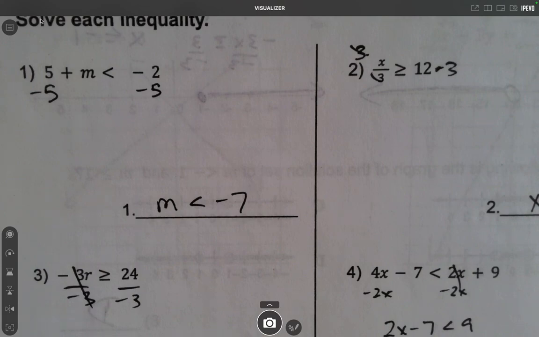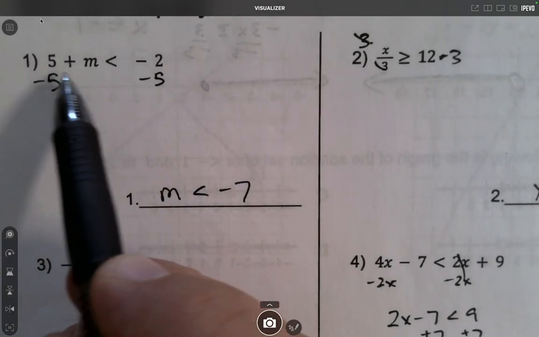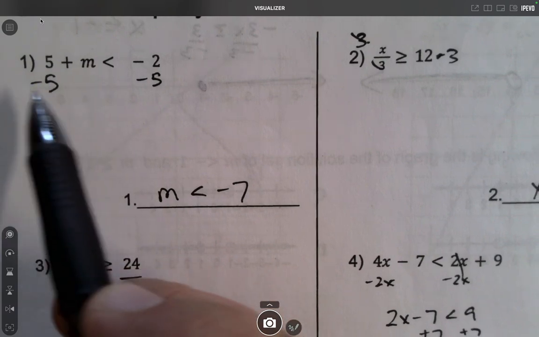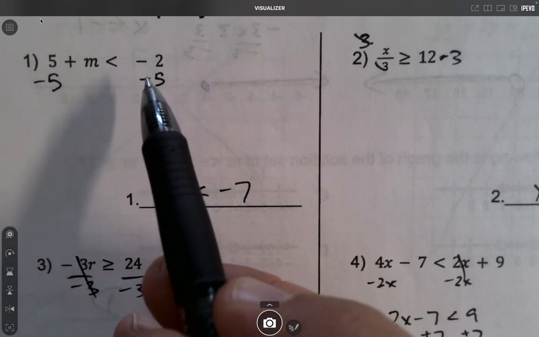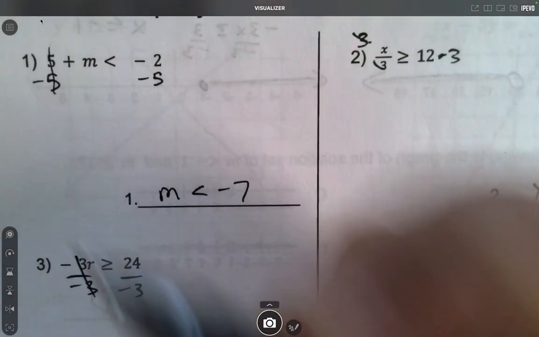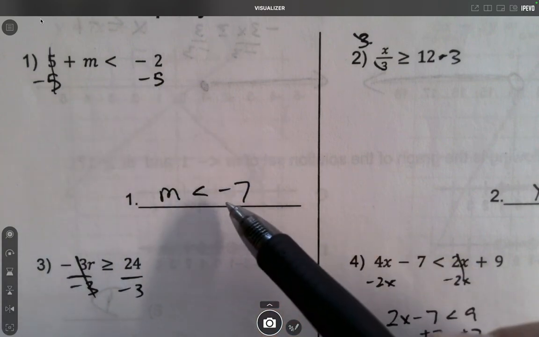You have to remember that our goal when we're trying to solve for a variable is to do the opposite of what's being done to it so that we can get the variable by itself. We want m by itself. At the moment, 5 is being added to it because it's m plus 5. So we do the opposite, and we subtract 5 from both sides. So that cancels out the 5's over here, and negative 2 minus 5 is negative 7.